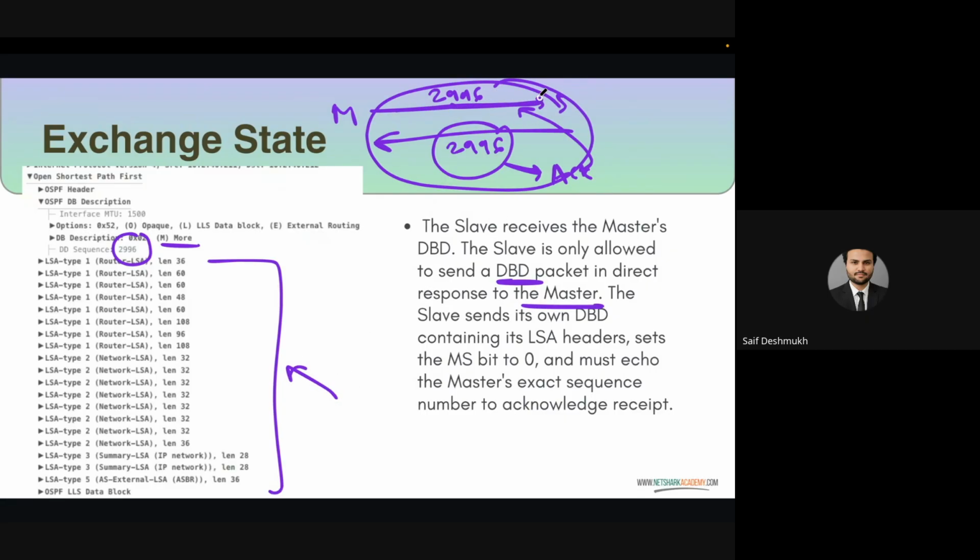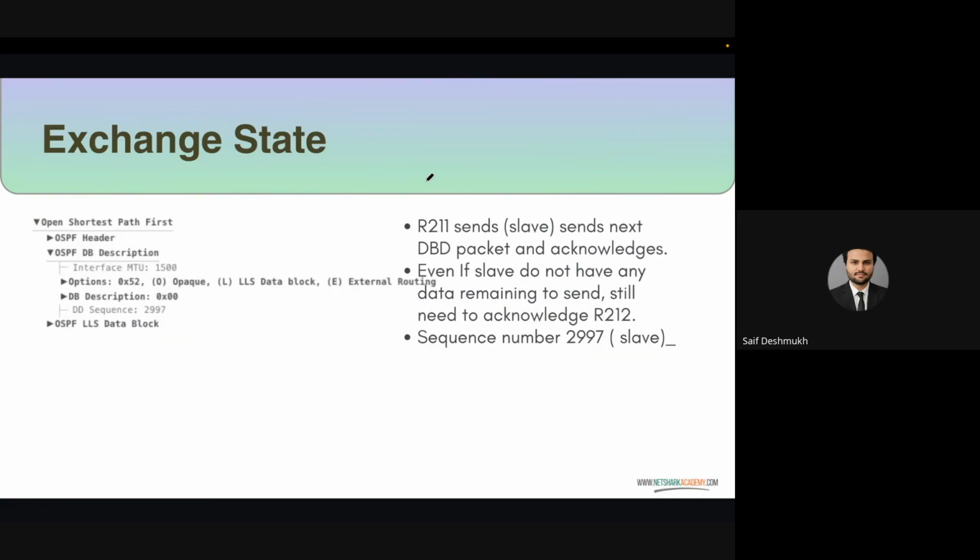By only sending a packet when the master sends, the slave sends its own DBD packet with the summarization of the whole routing table it knows. It's using the same sequence number. The master knows my earlier packet went to the slave because I see my own sequence number in there. The next packet I'm going to send, because of the specific MTU value, will have 2997. If the slave needs to send its information, it's going to send. But this is captured on the slave also.